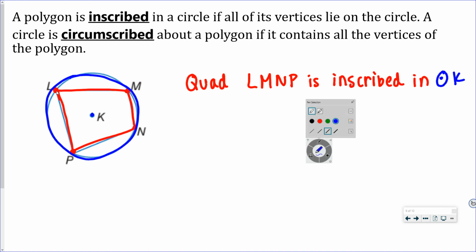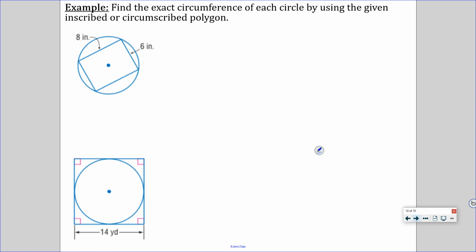So think inscribed, inside. That's what that vocab word means. Okay, if I were to just quick look at the bottom of my notes here, that rectangle's inscribed in that circle. The circle is inscribed in the square.